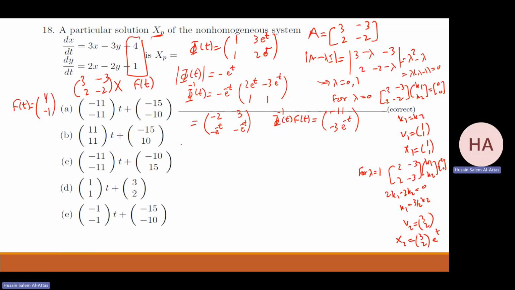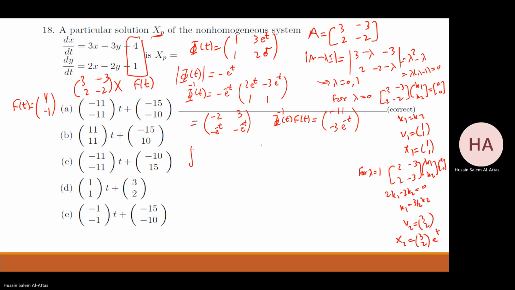Now I need to find xb, which will be phi of t times, call it capital Y. So that will be what? Phi of t. Let me list it. No. Be careful. I need to find the integral first. The integral of that. Yeah, no need.